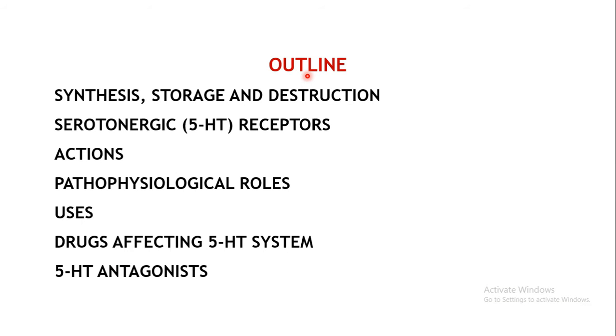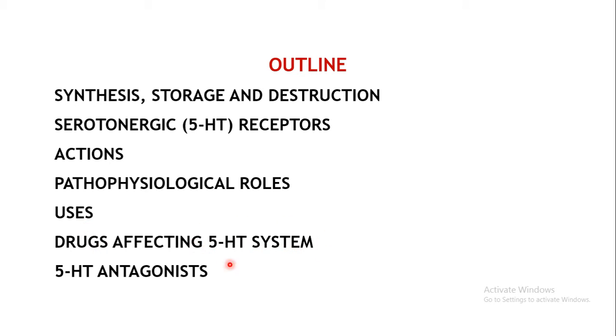Coming to the outline of the chapter, we shall cover the synthesis, storage and destruction of the serotonin, then the serotonergic receptors in brief, the actions of these serotonins on different systems of the body. Next part is the pathophysiological role, that is the pathological and the physiological roles which serotonin plays in our body. Next comes the uses, then the drugs affecting the 5-HT system.